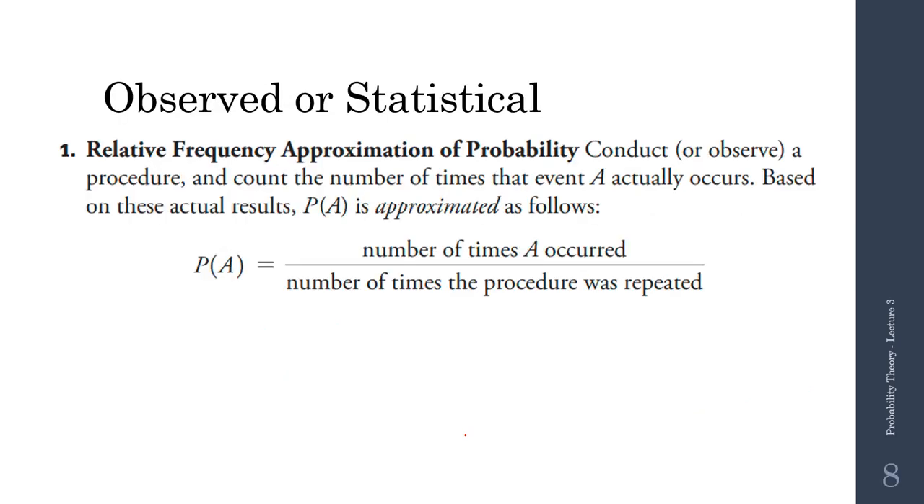Observed or statistical probability. We've talked about observed or statistical and relative frequency approximation in the previous lecture also. So we have to know the number of times A occurred, and we have to divide this number by the number of times the procedure was repeated.